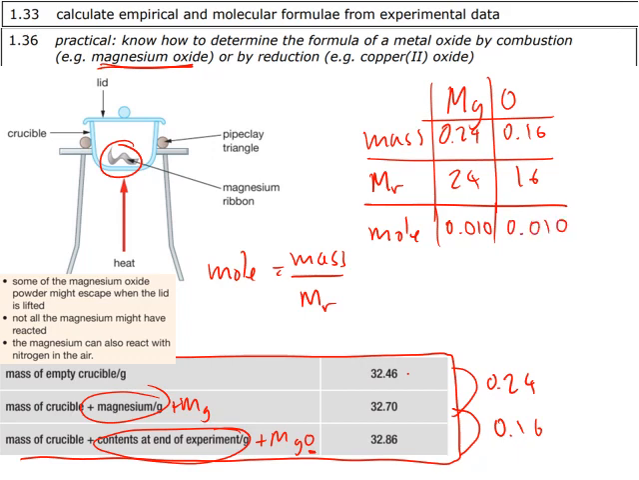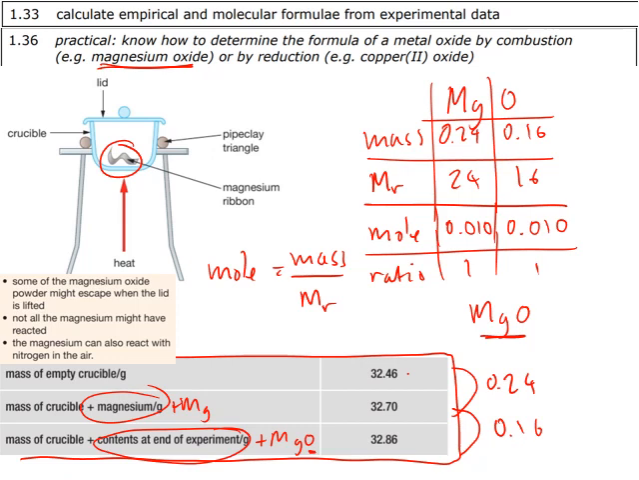0.01 for this. Now, we then need to work out the ratio. So we've got the moles. We've got 1 atom of magnesium reacts with 1 atom of oxygen. So 0.01 moles of magnesium react with 0.01 moles of oxygen. Therefore, our ratio is going to be 1:1. So our empirical formula is going to be MgO. It's a 1:1 ratio. Very easy, this one.